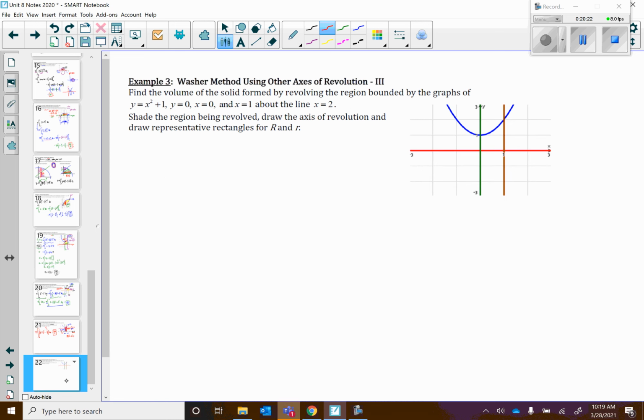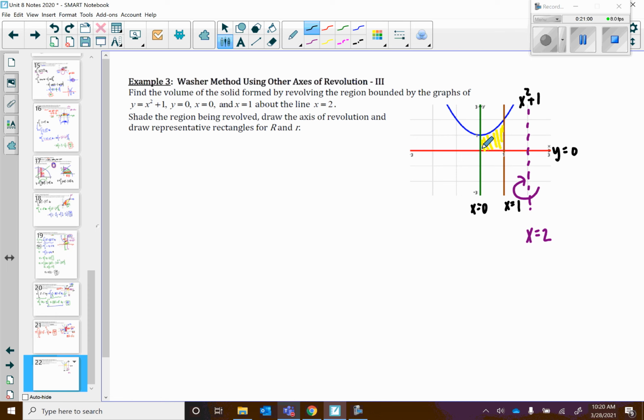One more. Same regions. X squared plus 1. X equals 0. X equals 1. Y equals 0. Here is our region again. What if we take this and we rotate it about the line x equals 2? Interesting. So we're going around this way. Once again, we have that scenario where the integral from 0 to 1 is going to be different than the integral from 1 to 2.